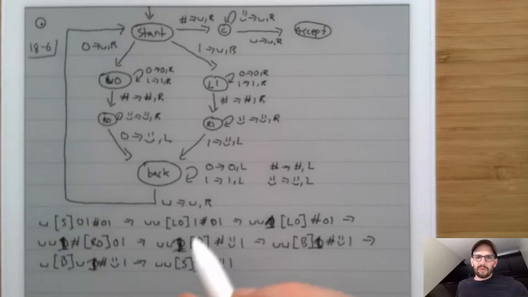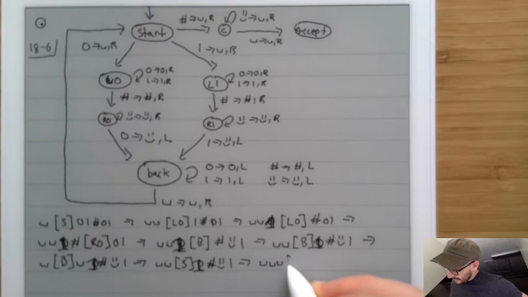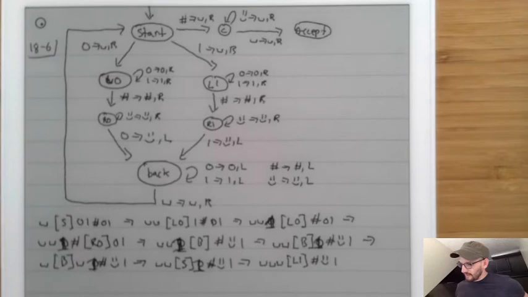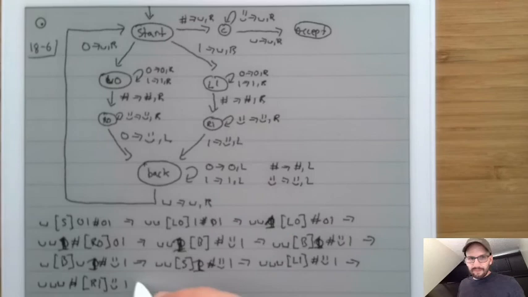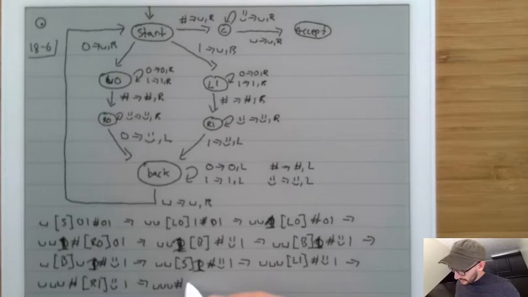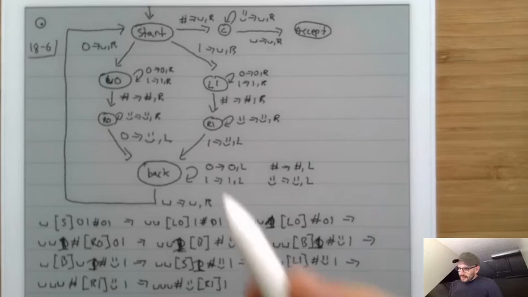Now when we see that 1, we're going to move over, we're going to change it to a blank, so we're at blank, blank, blank, and then we're in the left 1 state, and then there's a hash and a smiley face and a 1 in front of us. Now in the left 1, if we see a hash, we switch over to the right 1 state, so we have a blank, blank, blank, hash, and then the right 1, smiley face, 1. Now, if you see a smiley face in the right 1, you stay in the right 1. So we're in blank, blank, blank, hash, smiley face, right 1, 1. And then, when there's a 1, we turn it to a smiley face and move left.